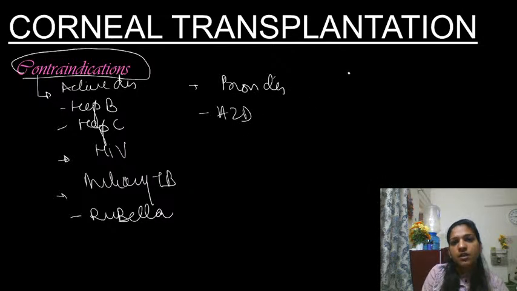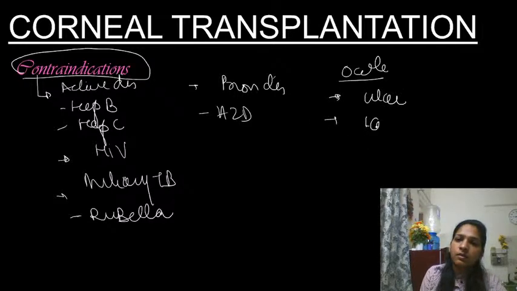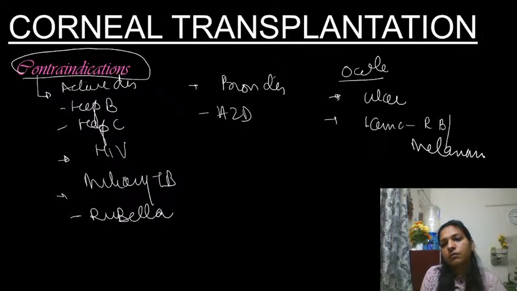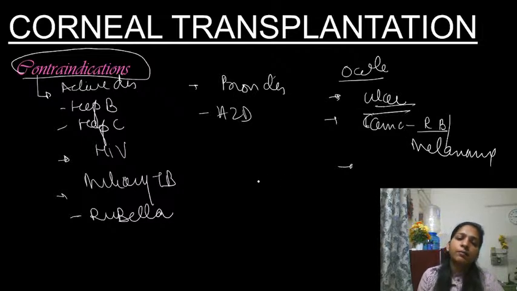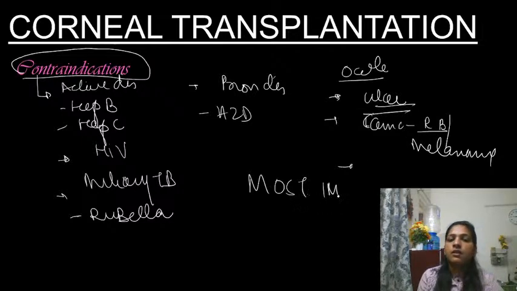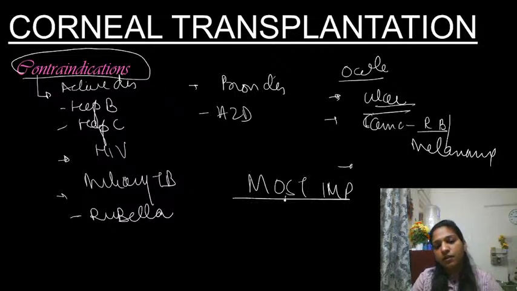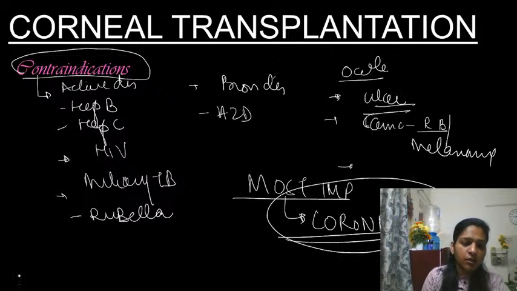for corneal transplantation. Any ocular pathology if present, like ulcer, cancers like RB or melanoma, active disease like ulcer, and most important these days, not these days but in the previous 1.5 years, coronavirus. So these are the contraindications for harvesting the cornea.